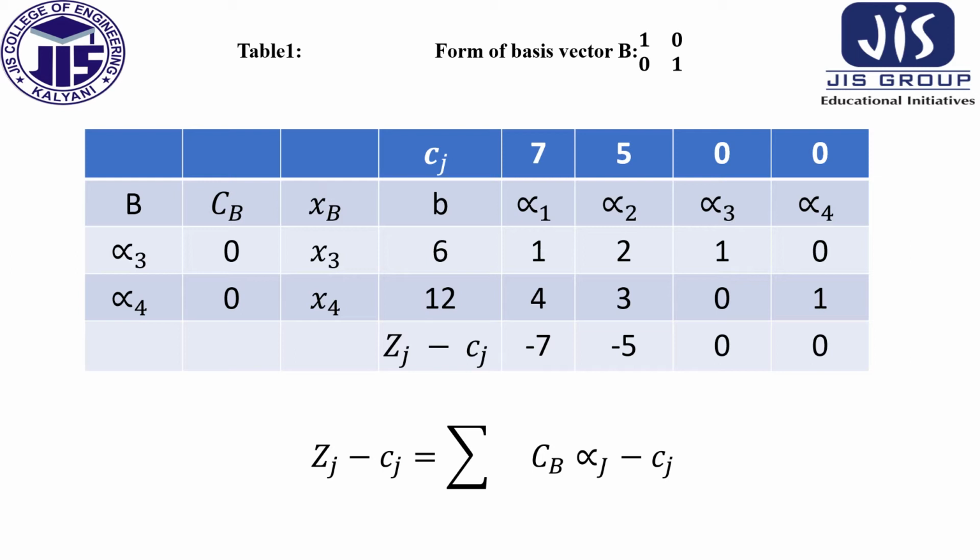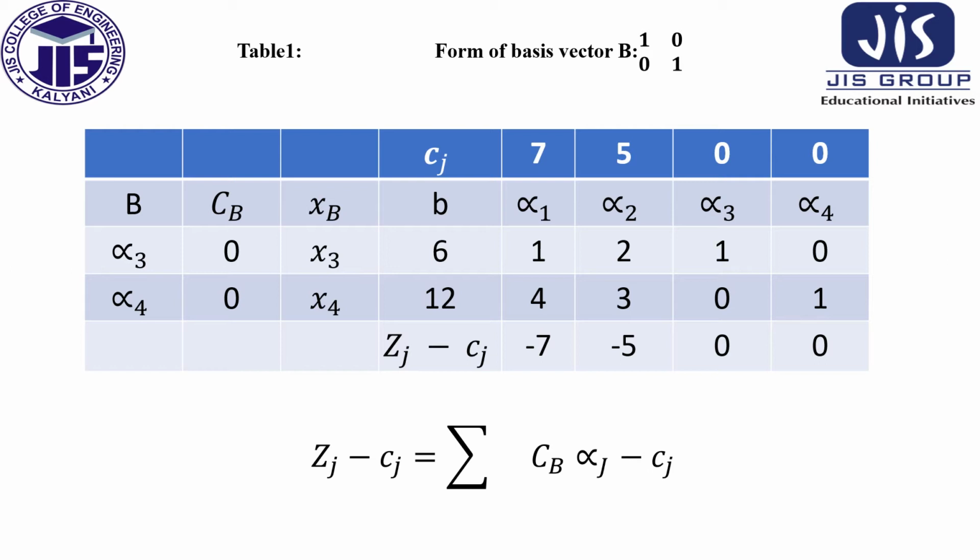Alpha 3 is the coefficient of the x3 variable. So for the first constraint this is 1, for the second constraint this is 0. So this will be 1, 0. Alpha 4 is the coefficient of the x4 variable. So for the first constraint this is 0 and for the second constraint this is 1. So this will be 0, 1. Now what is b? b is the right hand side part of the constraints. So these are 6 and 12.